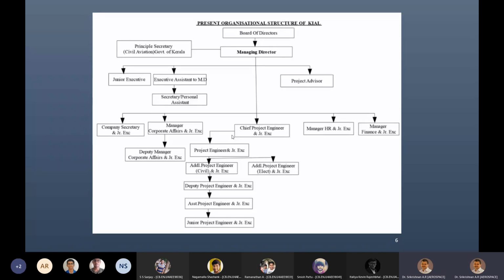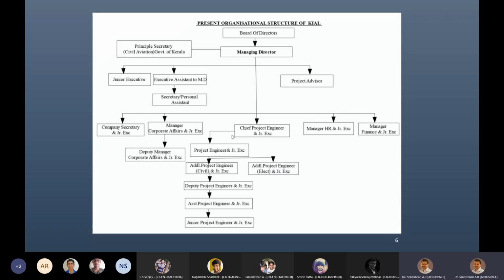So a managing director is an individual working with the board of directors. The MD has a principal secretary reporting to him or her, and then various departments that are reporting to the MD. So you have a project advisor, again an individual. Then you have an executive assistant to the MD. So these are all administrative roles. They are all individuals.